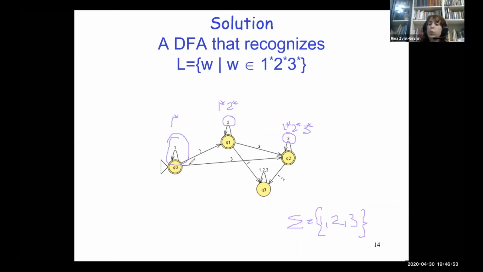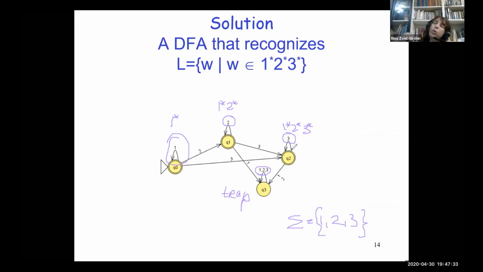Now let's continue with Q1. In Q1, we know what to do for 2, and we know where to go when we get input 3. But when we get input 1 in Q1, after having 2, I can't have additional 1s. If I get any 1, I go to the trap state Q3, and I stay in this trap state forever. For any input, I stay in Q3.